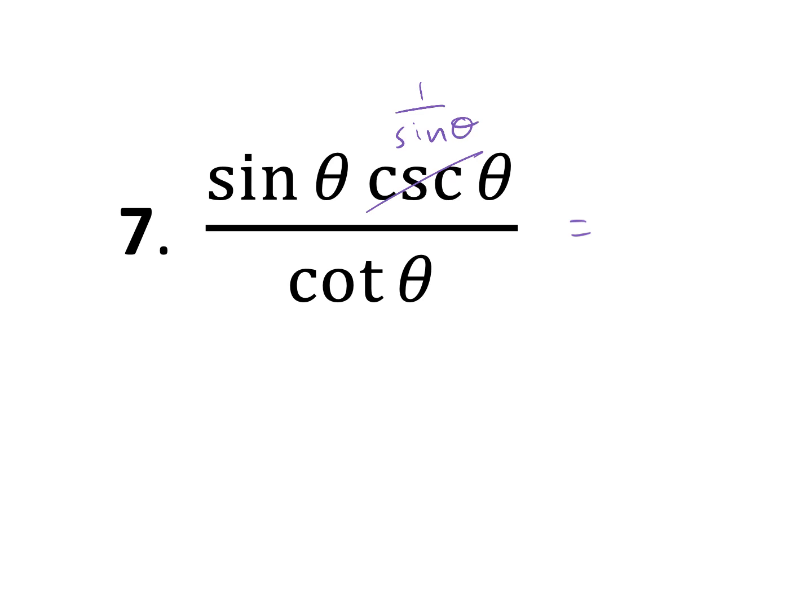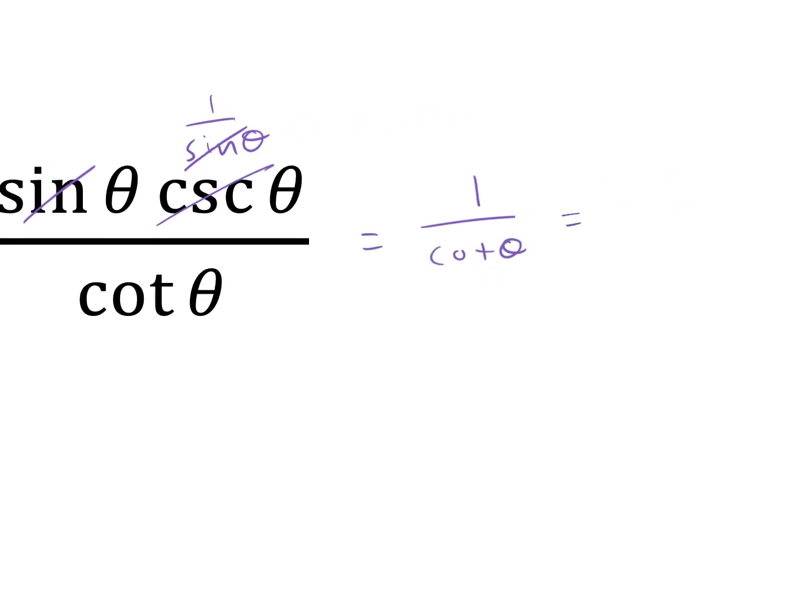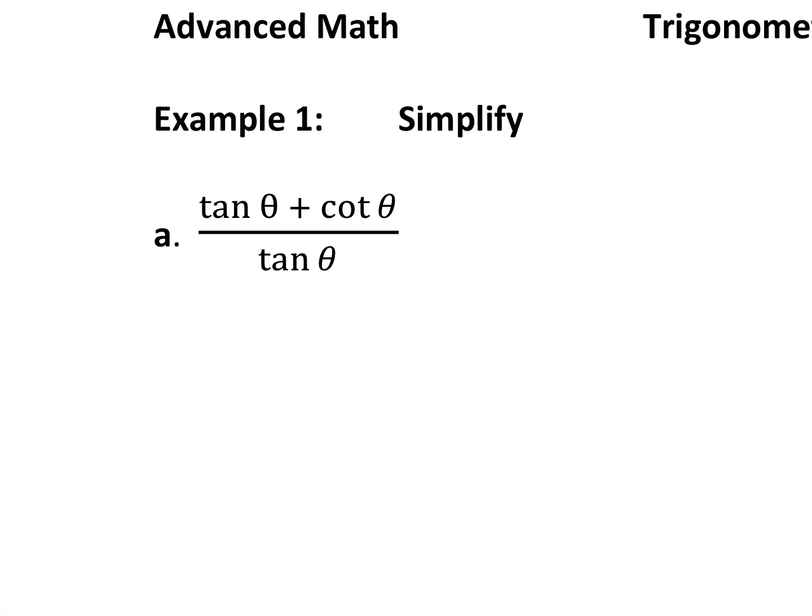What can I do next? I can cancel out the sines. I have a sine times 1 over sine, which is sine on the top would cancel out with the sine on the bottom. So what am I left with on top now? 1. So I have 1 over cotangent. And what does 1 over cotangent simplify to? Tangent. So again, we are simplifying.